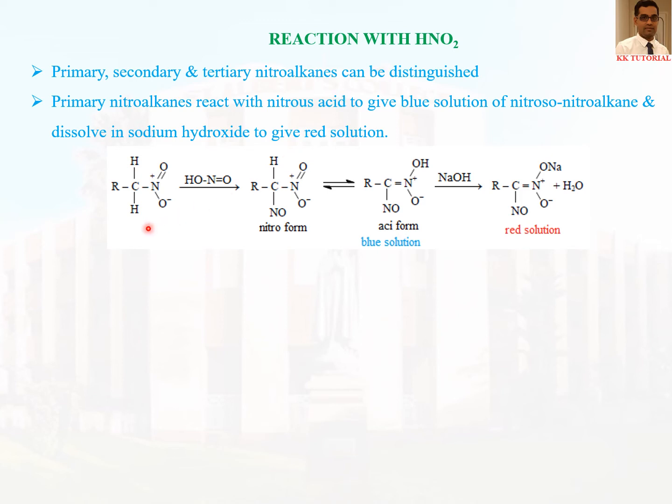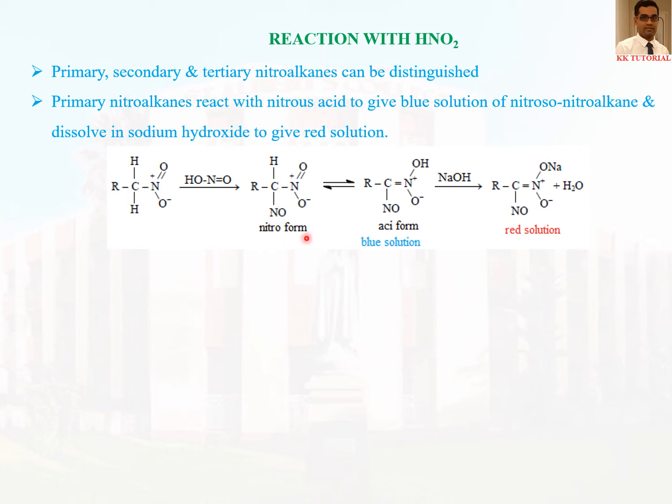And let us see what is happening there. See, this is a primary nitroalkane. On treatment with HNO2, nitrous acid, we know that the alpha hydrogen atom can be easily replaced, can be easily given away. So this H is replaced by NO. You see, NO.